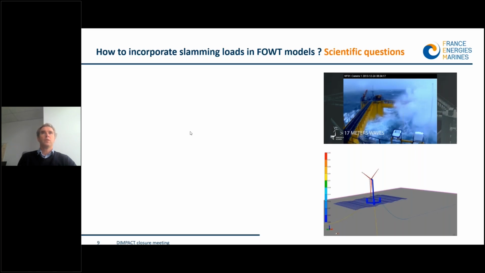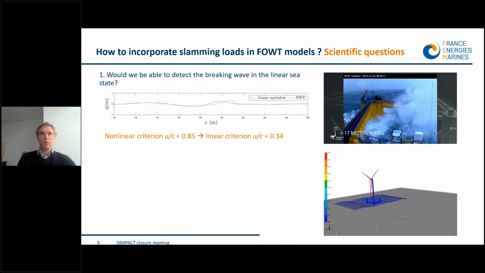So the main question is, how can we incorporate slamming loads assessment in floating offshore wind turbine numerical models? The first question we should ask is, can we detect breaking waves in these linear sea states? Okay, so I'm introducing some results. I won't give much detail about it, but they will be used all along the other presentations. I think it's important that I give a first insight on this problem.